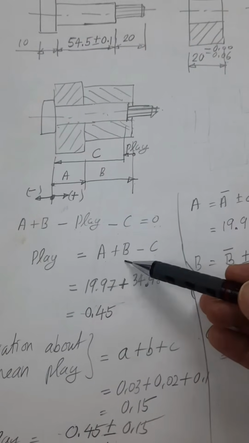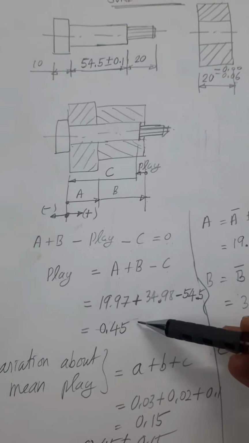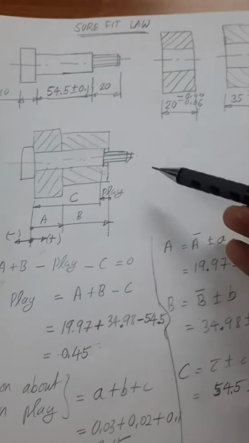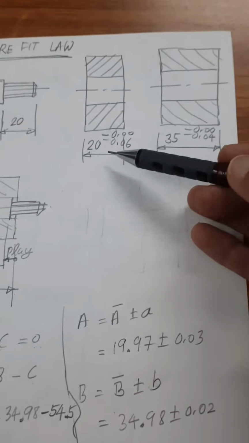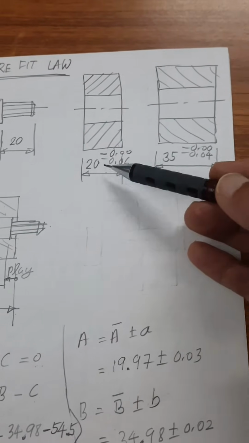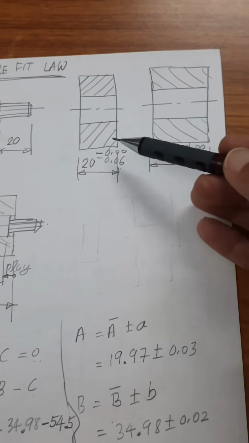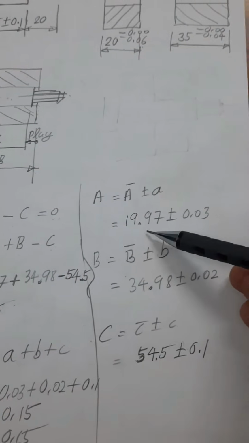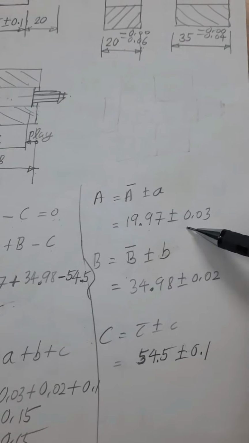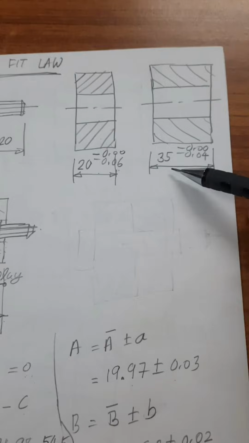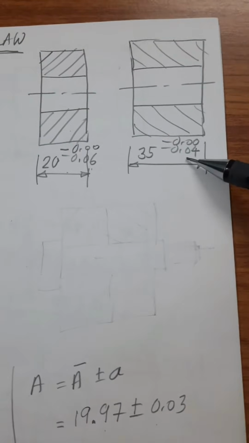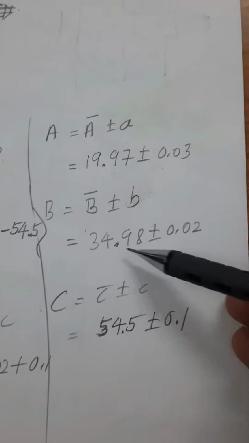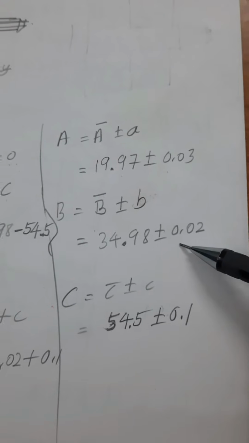Now the dimension A, dimension B, dimension C have to be substituted here. Before we substitute the dimensions, it is better to convert these dimensions into equal bilateral form. 20 minus 0, 0 minus 0.6 is occurring on the first component. That is converted into equal bilateral form as 19.97 plus or minus 0.03. The second dimension is 35 minus 0, 0 minus 0.4, converted into B bar, 34.98 plus or minus 0.2, in the equal bilateral form.